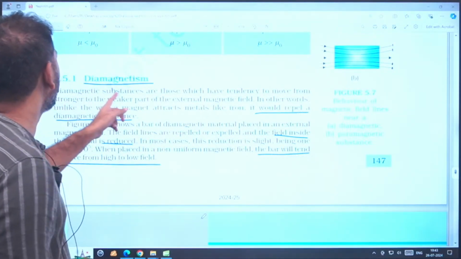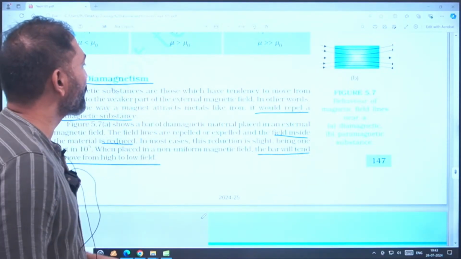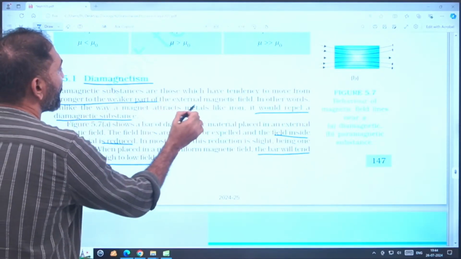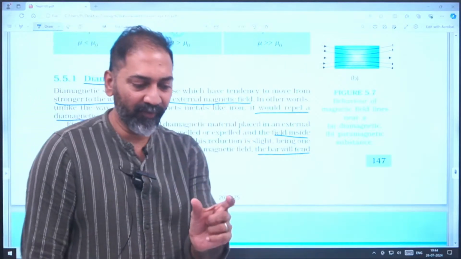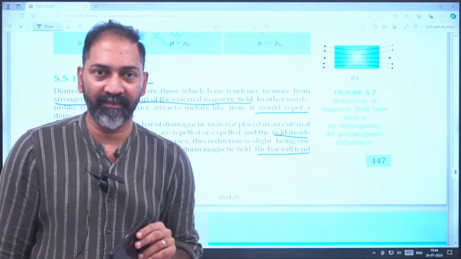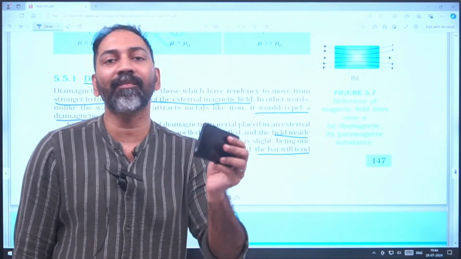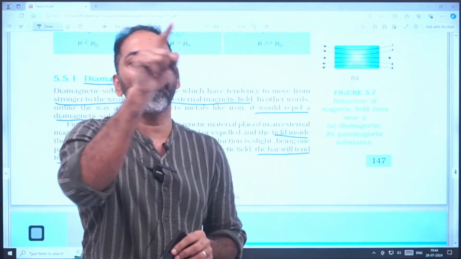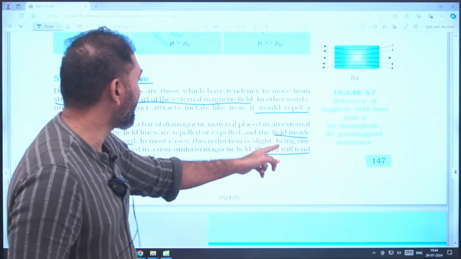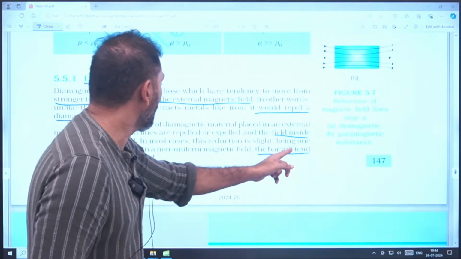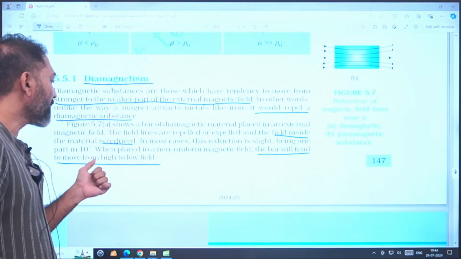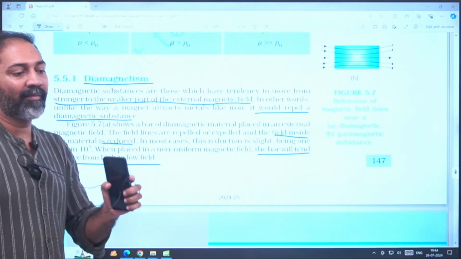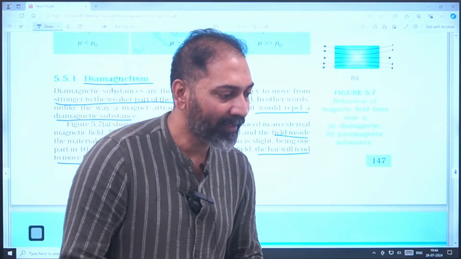Diamagnetic substances are those which have a tendency to move from stronger to weaker part of the external magnetic field. So suppose it is a diamagnetic substance placed in an external magnetic field. It has a tendency to move from strong field to weak field. That line is repeated again here. The diamagnetic bar will tend to move from strong field to weak field or high field to low field. A diamagnetic substance experiences what? Repulsion.